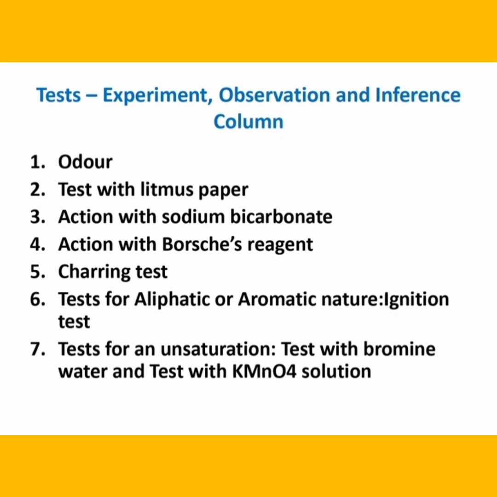The second test is called the test with litmus paper. If you are given a red litmus paper, you can take a drop of the solution and place it on the litmus, and if it turns blue, it means it is alkaline. If you are given a blue litmus and if you take a drop of the solution and leave it on the paper and it becomes red, it is supposed to be acidic. So blue litmus becoming red is acidic and red litmus becoming blue is alkaline or basic.